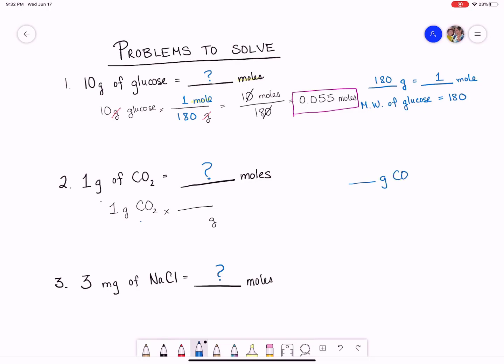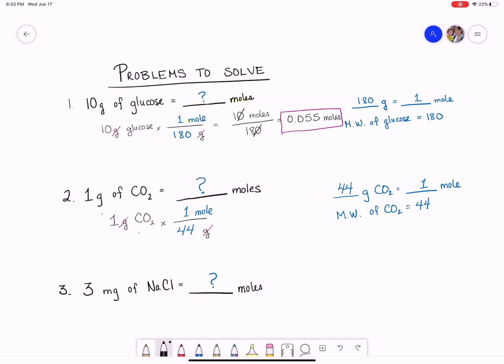Now I can't use 180 because that is not the molecular weight of carbon dioxide. Instead, I need to use the molecular weight of carbon dioxide, which is 44. So the conversion that I will apply is 44 grams of carbon dioxide equals 1 mole. Now that I have this conversion, I can go ahead and put 44 down at the denominator, 1 mole at the top, grams cancel out. I have 1 mole of CO2 divided by 44. If I plug this into a calculator, I get 0.0227 moles.